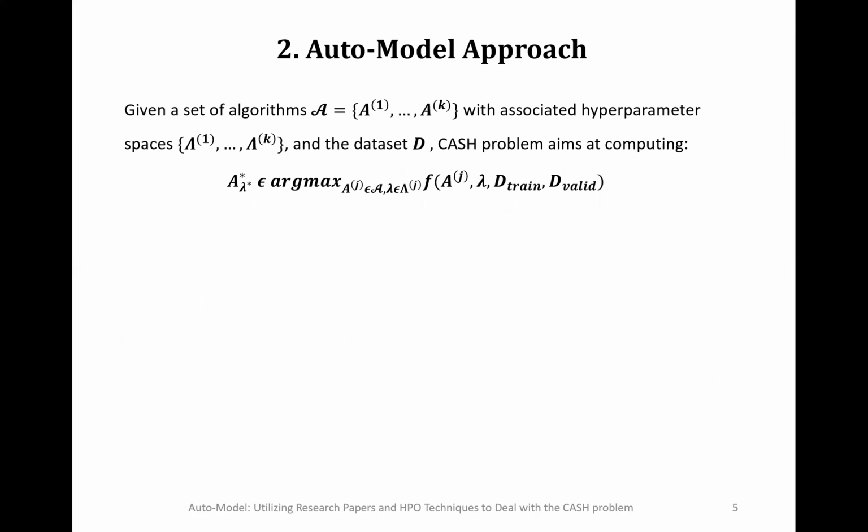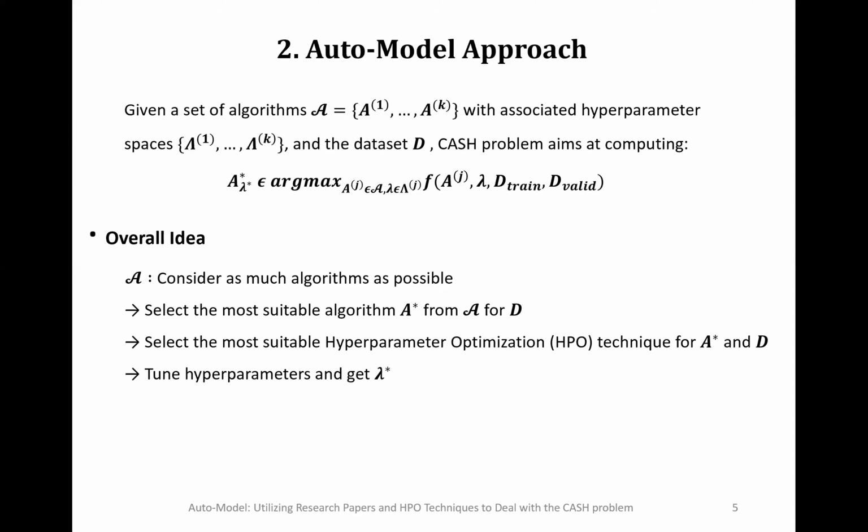The second part is Automodel approach. This is the CASH problem definition. As we can see, a set of algorithms should be given before dealing with this problem. In our Automodel approach, we try to consider as many algorithms as possible so as to get better results.